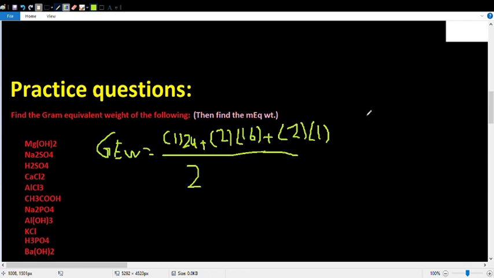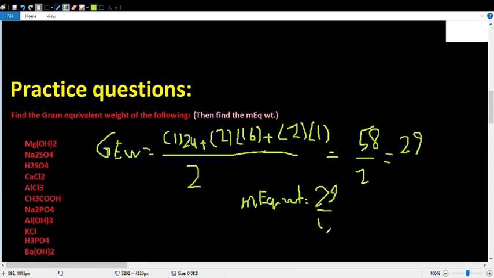So let's do the calculations. 24 plus 32 plus 2 is equal to 58. Over 2 will be equal to 29. So this is the gram equivalent weight. For the milli equivalent weight, how much will it be, guys? 29 over 1000, which will be equal to 0.029.